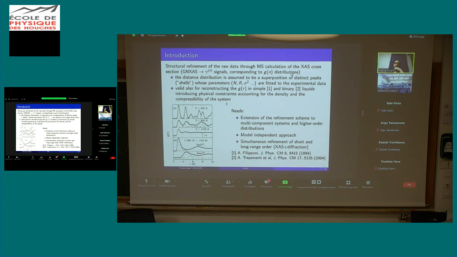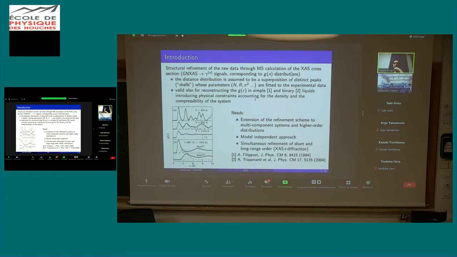So then, the problem is how we will treat these cases when we have a more complex system, like maybe a three atomic component system, or more, I'd say, complicated components where we don't know the additional information. And also, GNXAS is quite sensitive to short-range ordering, but it's not sensitive to long-range ordering.